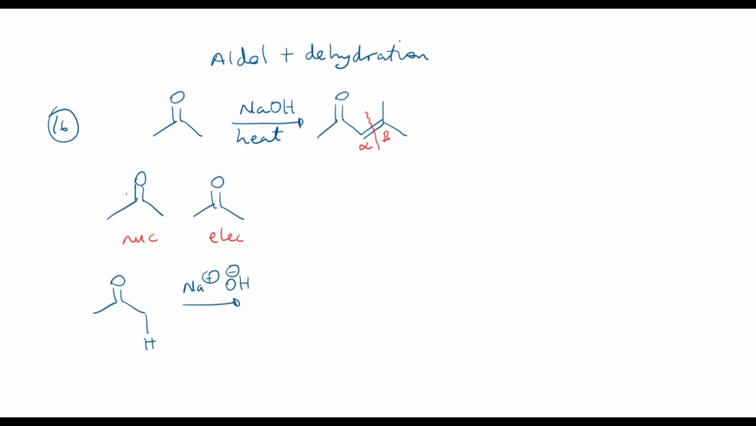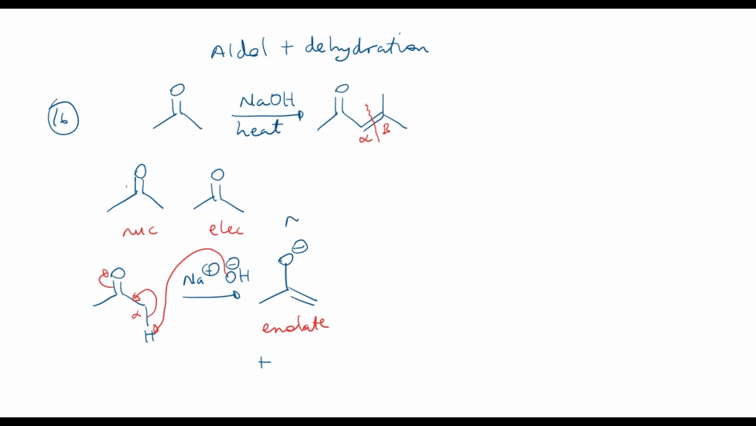So the base will deprotonate the alpha carbon. A double bond is formed between the alpha carbon and the carbonyl carbon, and that will push the pi electron towards the oxygen. So I will have my enolate, which is also my nucleophile. Of course, the counter ion will be attracted to the enolate, and water is formed.